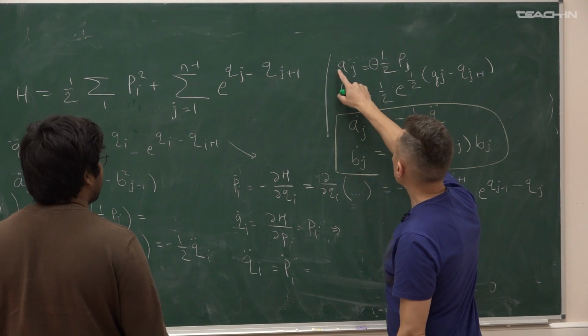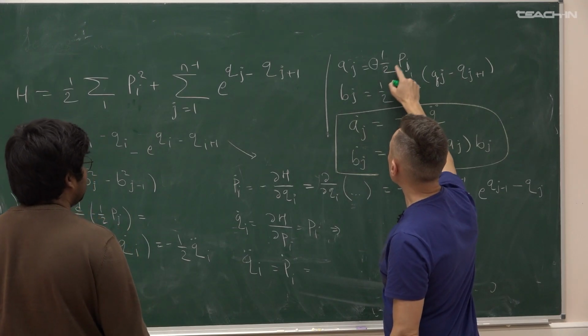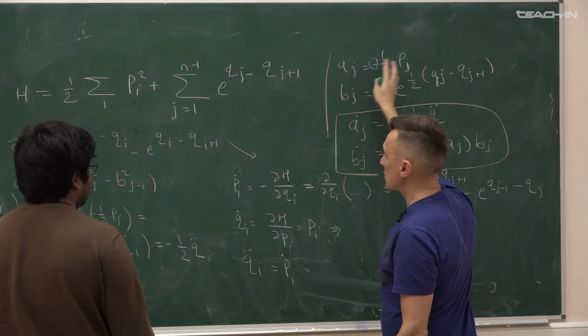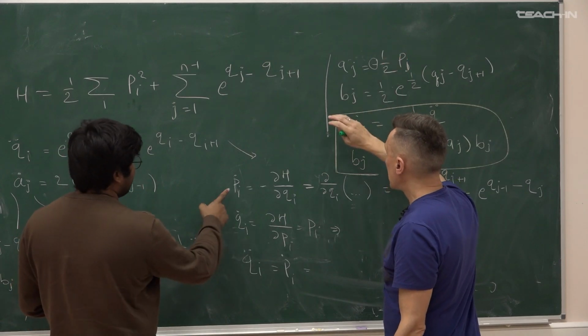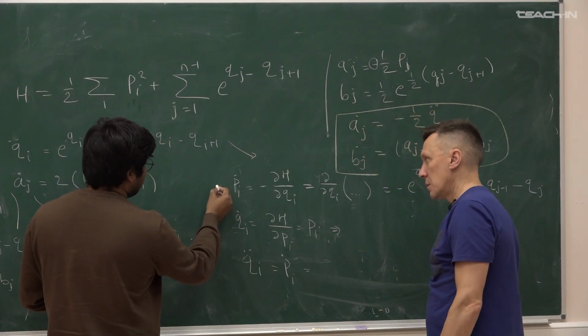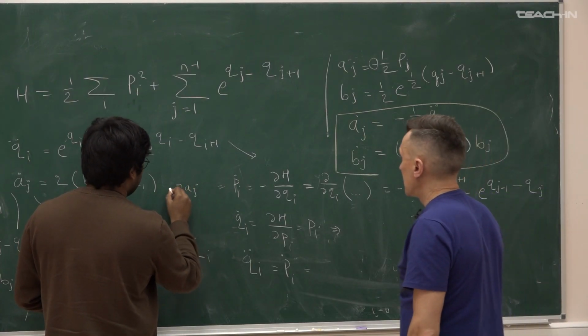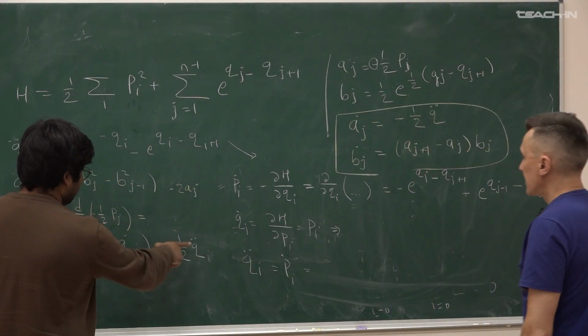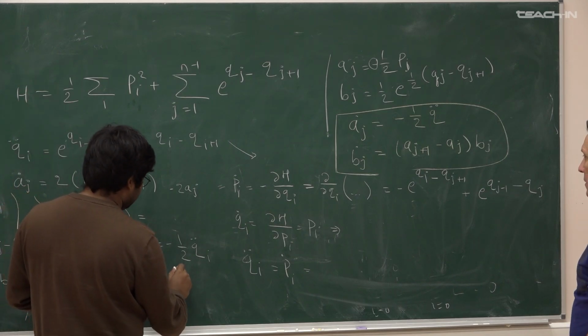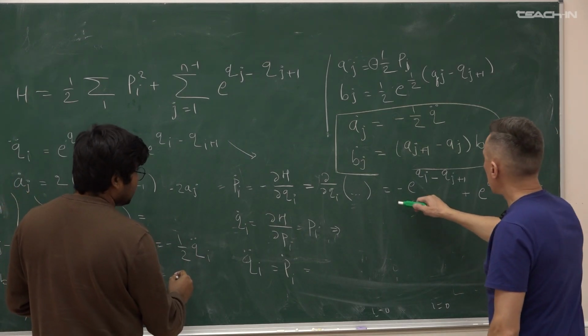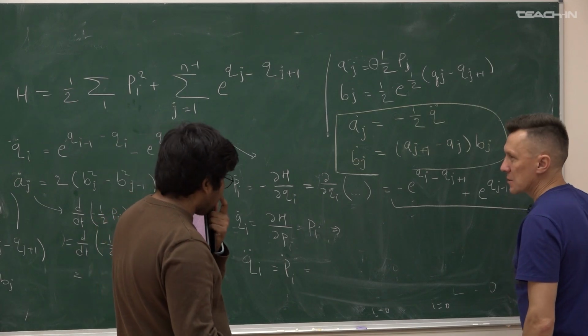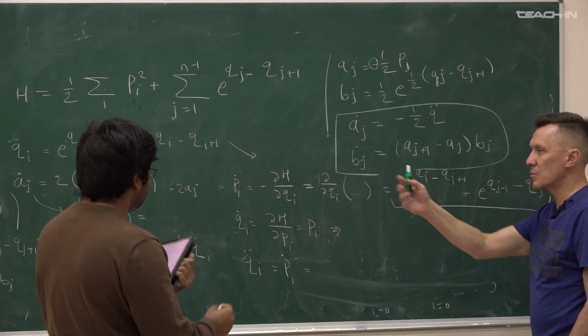And pj, aj is minus 1 over 2 pj. So they are just proportional. Then Pj dot is just minus 2 aj. So you put it here. It will be like half. Not half, but just aj. Now you have to express this in terms of a and b.